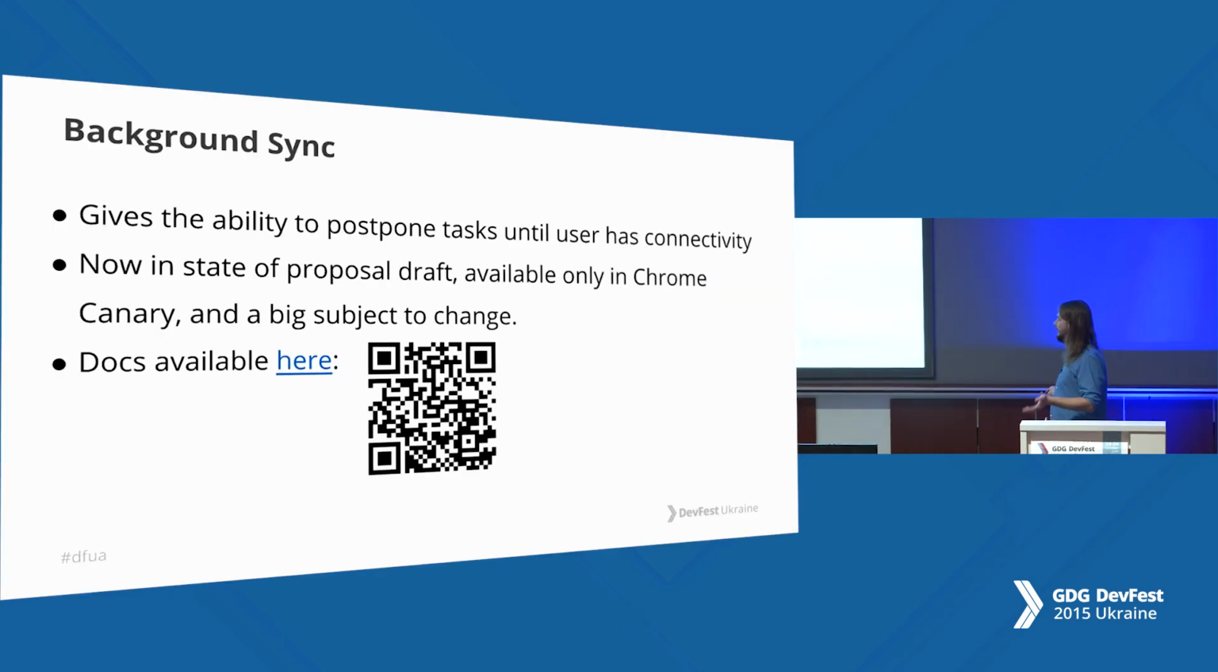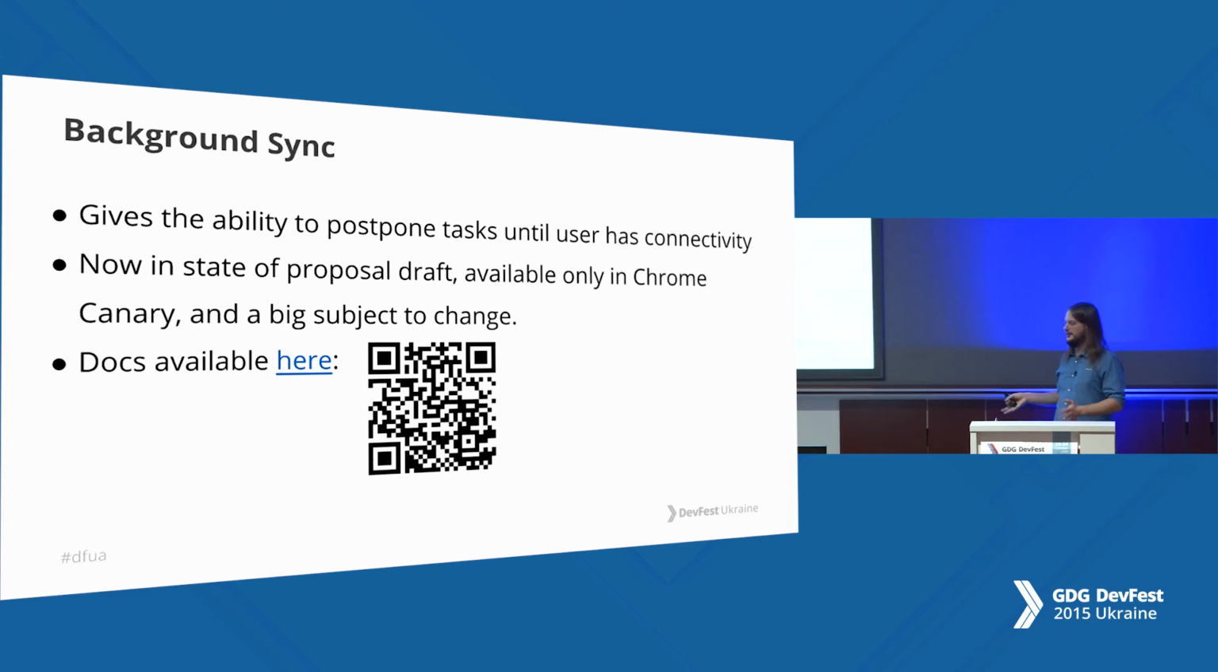And what about background sync? Well, actually it gives the ability to postpone some tasks until the user has connectivity, and to synchronize some data that was created when you were offline, when you go online. But this API is now only in the state of a proposal draft, and it is very subject to change, so it's a little bit too early to talk about it. But if you want, you can go to these docs, they are already available. Maybe you even want to participate, because you are welcome to participate too. Maybe you have some proposals to this spec and so on.